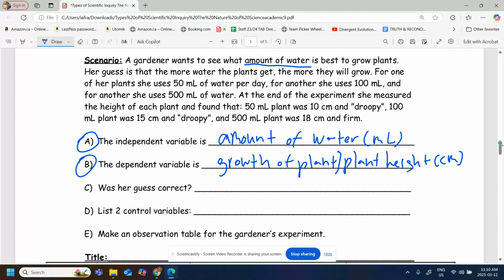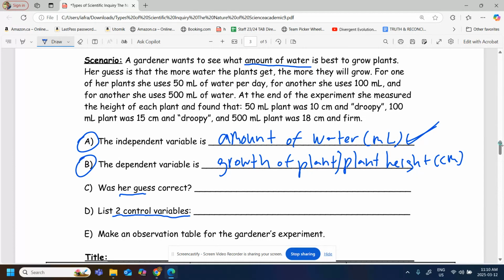Now before we go to the guess being correct or not, let's take a look at the control variables. The scientist wants to just test the amount of water. So we have to think of some variables that could affect plant growth. We need to make sure they stay the same to make sure we're really just testing the amount of water here. So you can pause the video and think of some. Here are some that you might have thought of.